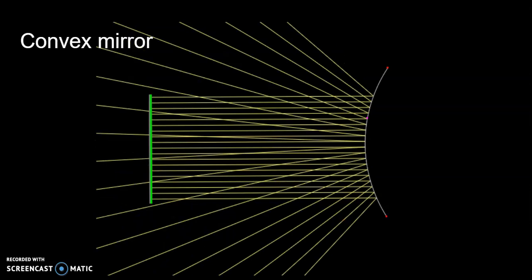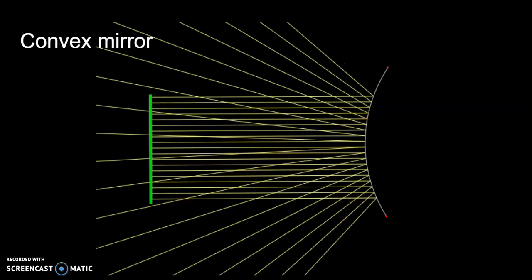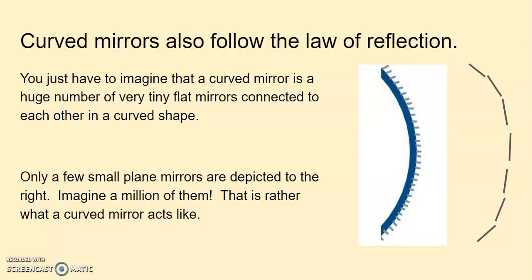Right away you can see why concave mirrors can form real images, but convex mirrors can never form real images. Also, curved mirrors still follow the law of reflection. Really, you could think of a curved mirror as being an infinite number of tiny, flat little mirrors connected to each other in this curved shape. I'm only using a few small mirrors over here to depict this, but you have to imagine millions of itty-bitty, super tiny, flat mirrors in the shape of the curve.